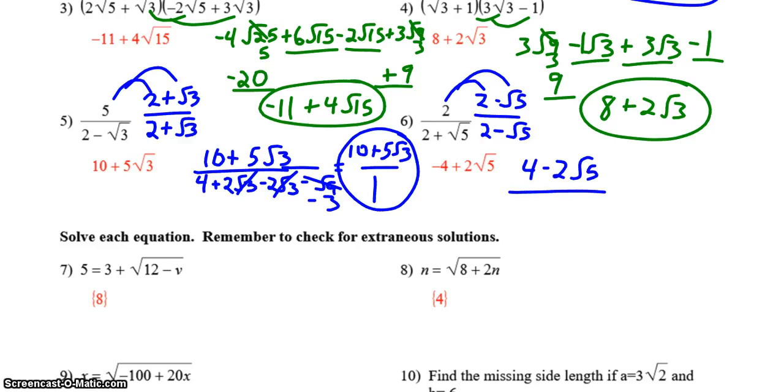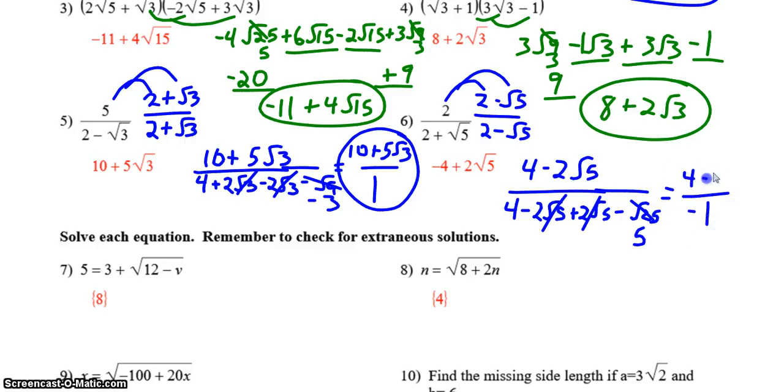On the bottom, again, you do your distributing. 2 times 2 is 4. 2 times negative root 5 is negative 2 root 5. Root 5 times 2 is 2 root 5. And root 5 times negative root 5 is negative root 25. So these two middle terms cancel out. Square root of 25 is 5, and 4 minus 5 is negative 1.